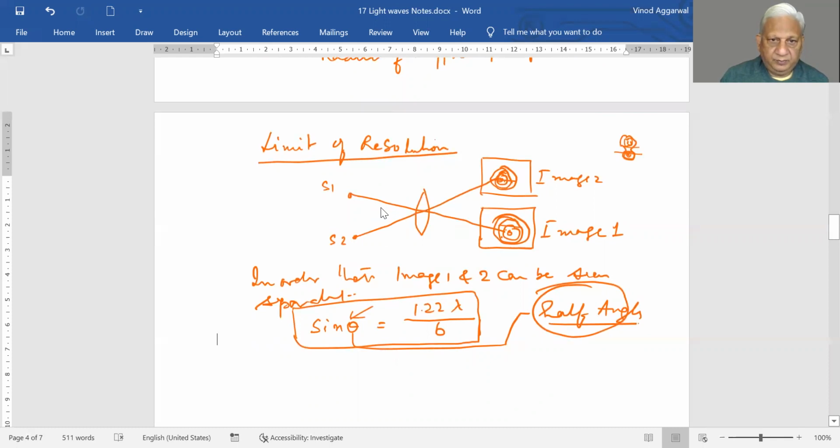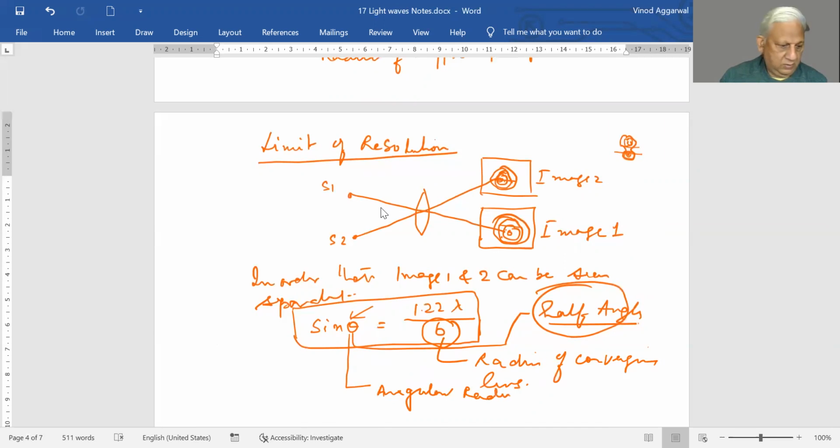And what is B here? B is the radius of the converging lens. And theta is also called the angular radius of the diffraction disk.